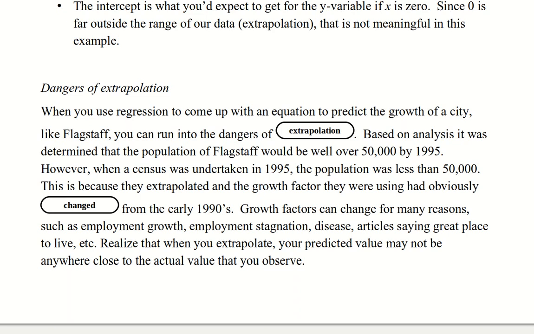And growth factors can change for many reasons: employment, stagnation, growth, disease, being written up in national magazines as a great place to live. All of this makes us remember that extrapolation can predict a value, but it may not be anywhere close to where we end up.